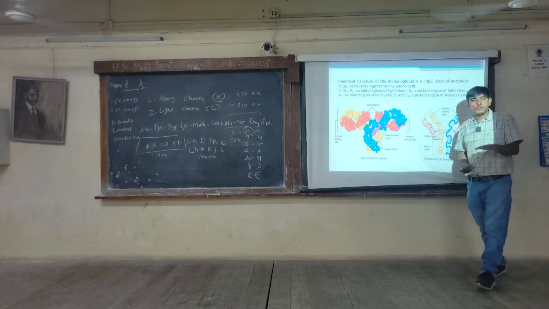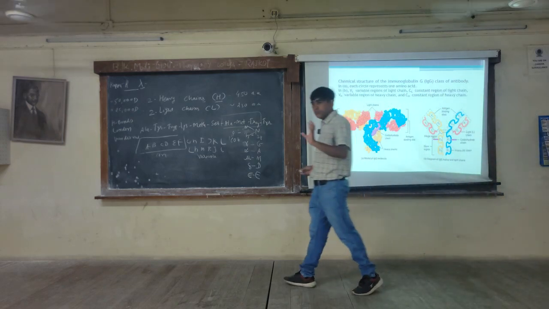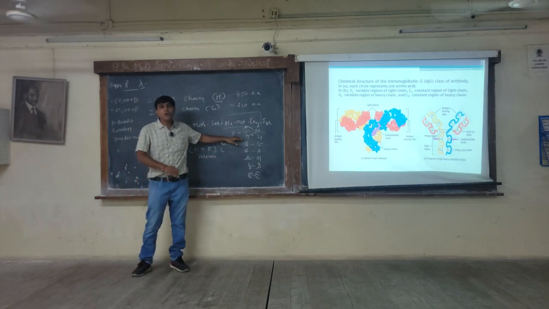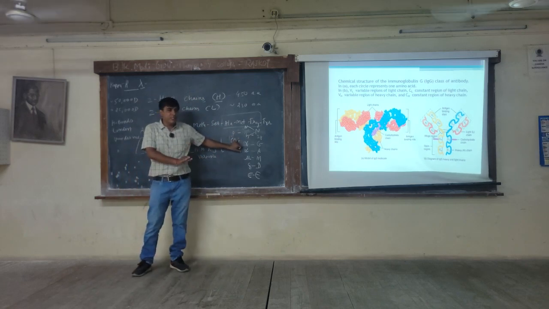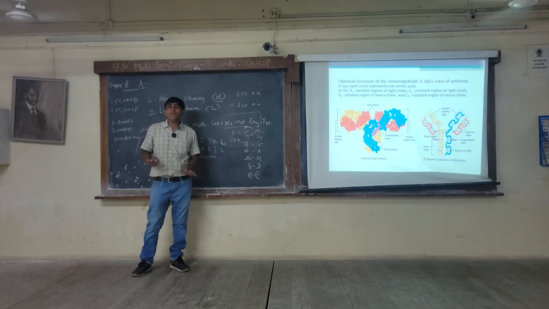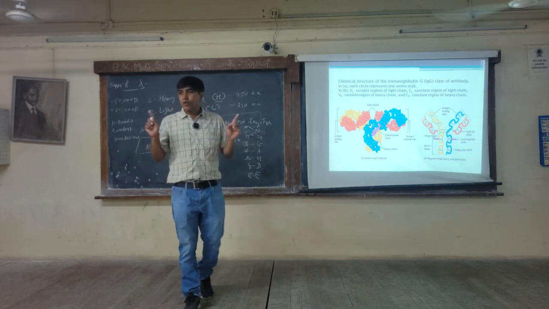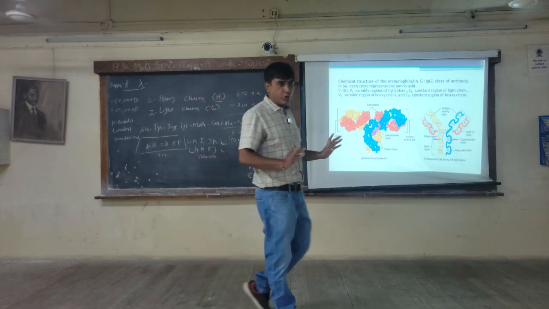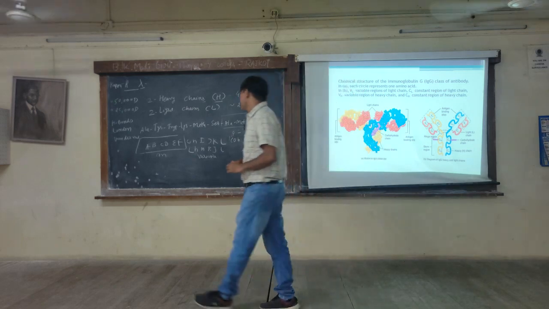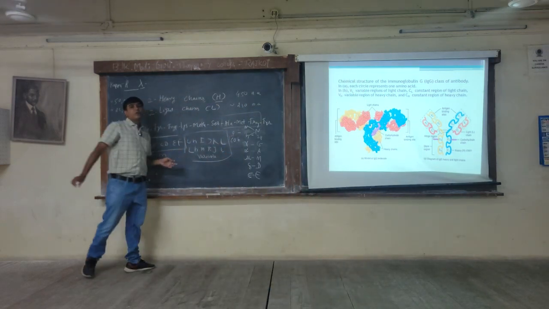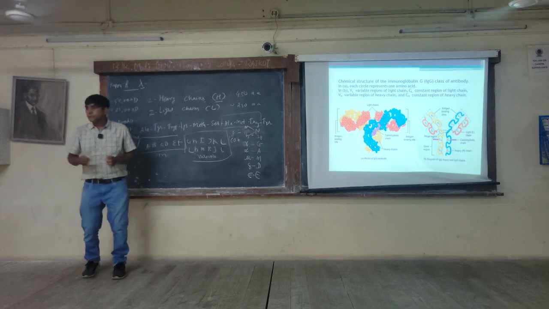Here there is no specific rule that all the kappa will be present in IgG or all the lambda will be present in IgA. That's not an issue. All IgG, A, M, D, E may have either kappa chains or lambda chains, but both together are never present. Okay. So now in the variable region also there are some pockets.